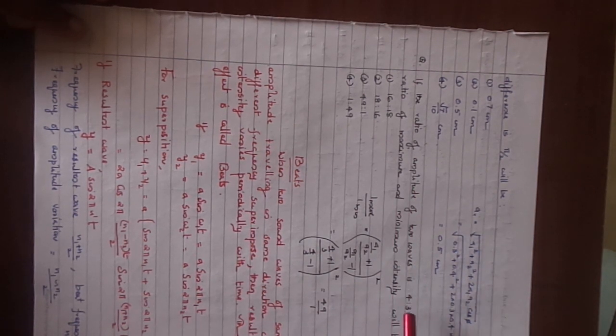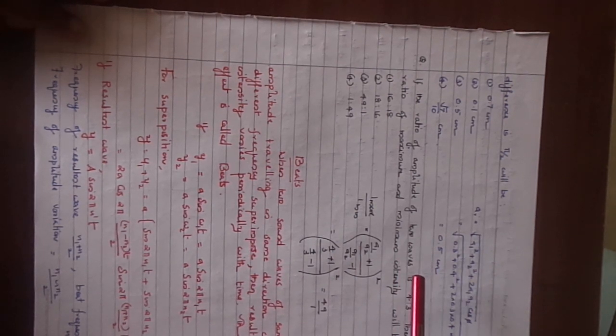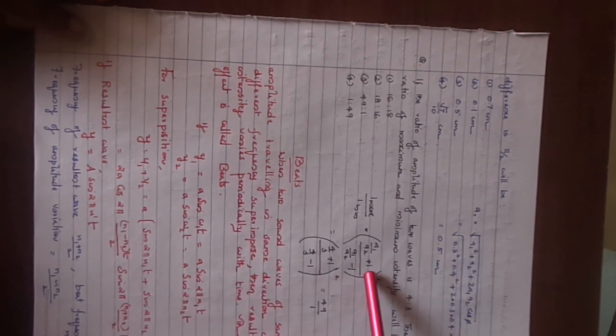If the ratio of amplitudes of two waves is 4:3, then what will be the ratio of maximum and minimum intensity? Keep in mind I maximum is (a1 plus a2) the whole square by I minimum (a1 minus a2) the whole square. But it is given as a1 by a2. So we can just take a2 outside and you get the form like this one. So the answer becomes simple.